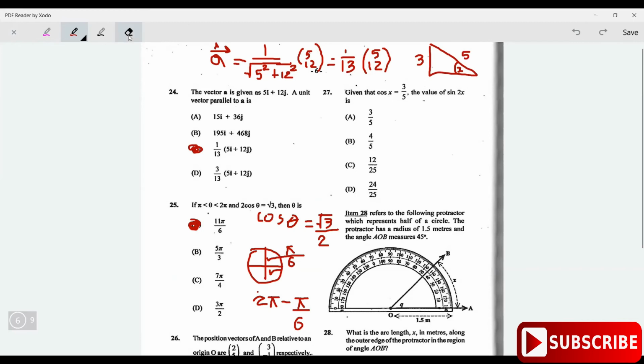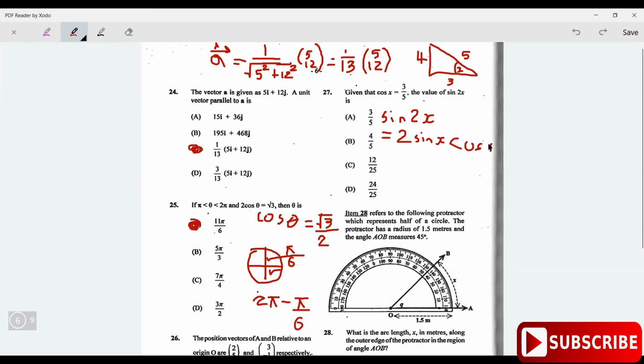Cos, my apologies. The adjacent is 3 and the hypotenuse is 5. So the opposite has to be 4, because 4 squared plus 3 squared is 5 squared. So then what is sine 2x? The sine of 2x, as we know it, is given by the formula 2 sine x cos x, 2 sine x times the cos of x.